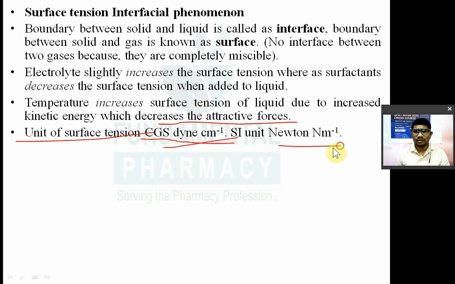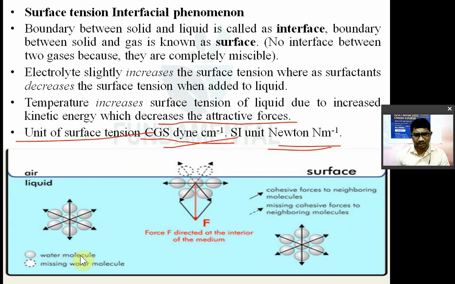SI unit होता है न्यूटन मीटर इनवर्स. So what is the unit of surface tension in the CGS? It is nothing but the डाइन सेंटीमीटर इनवर्स, and SI unit होता है आपका न्यूटन मीटर इनवर्स. राइट, याद रखना है. बाउंड्री सरफेस किसको बोलते हैं? इंटरफेस किसको बोलते हैं?